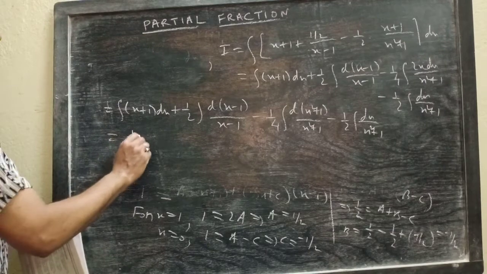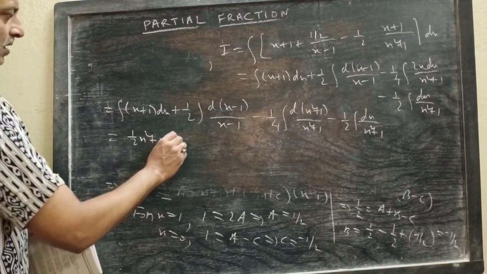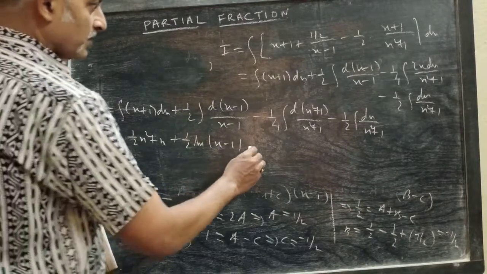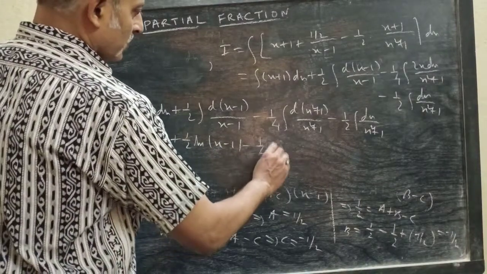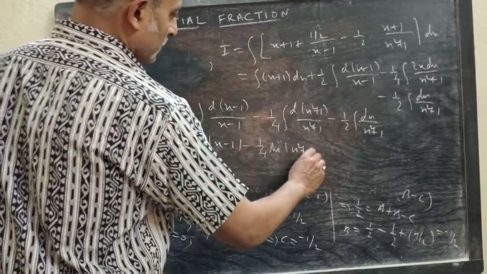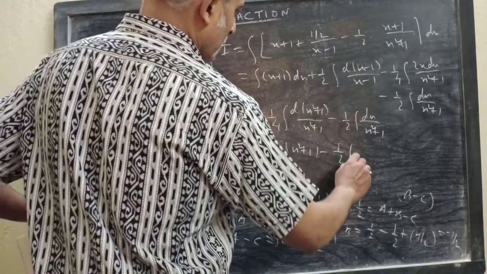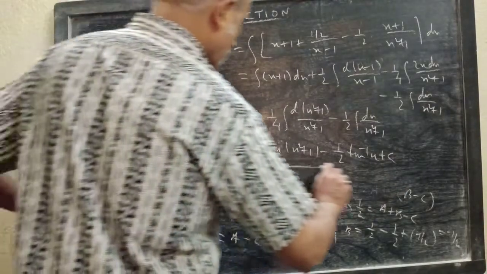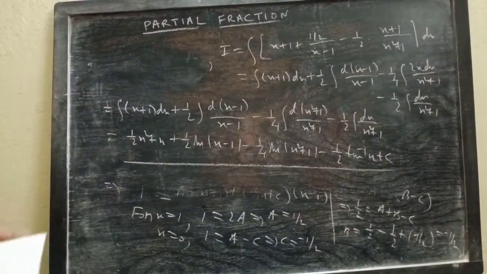Now this is half x square plus x plus half ln of mod of x minus 1 minus 1 by 4 ln of mod of x square plus 1 minus half tan inverse x plus c. This is our final answer.